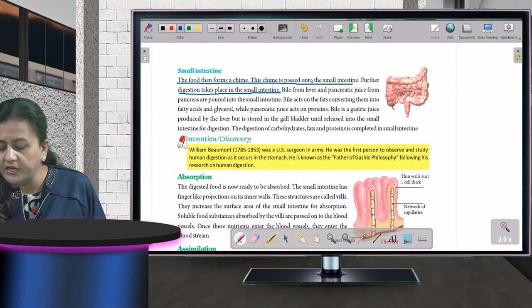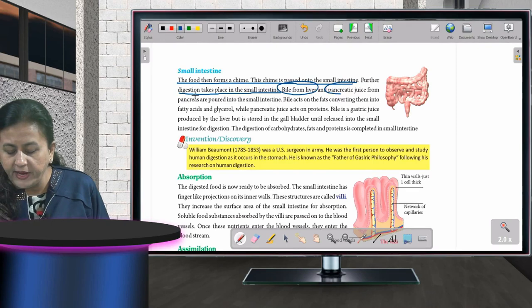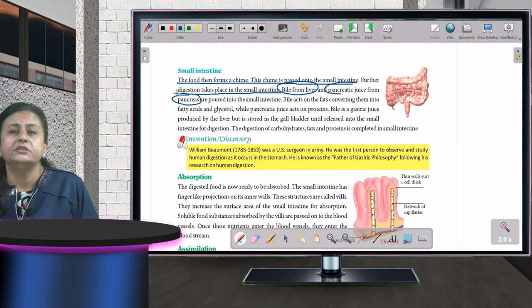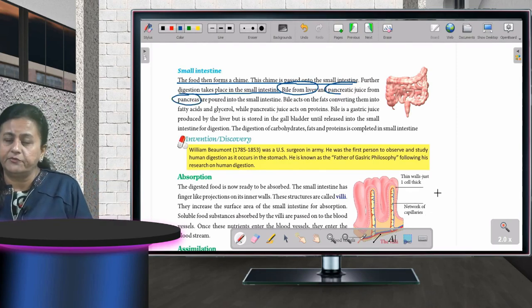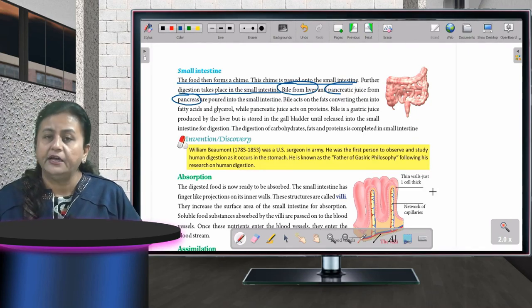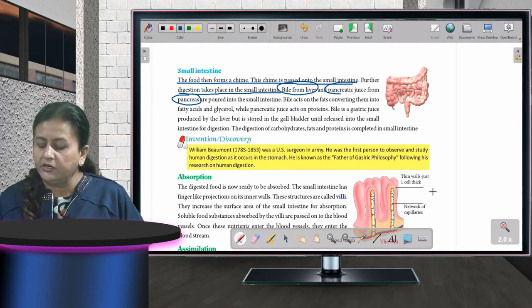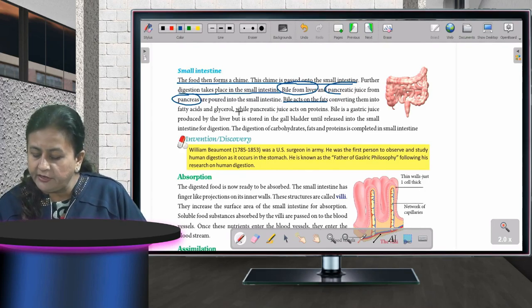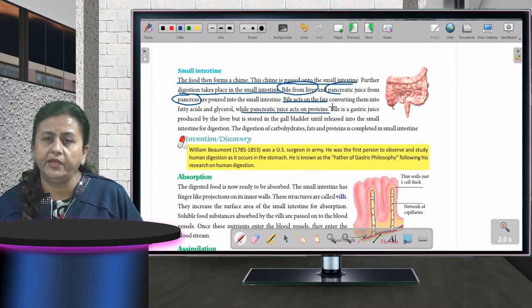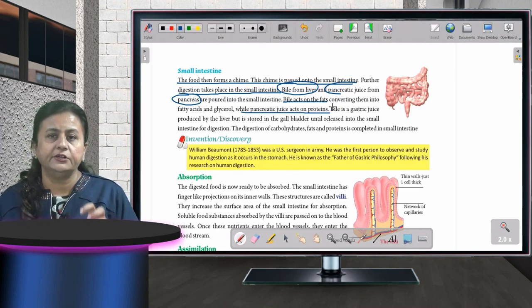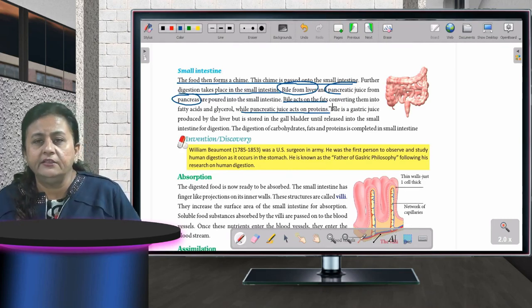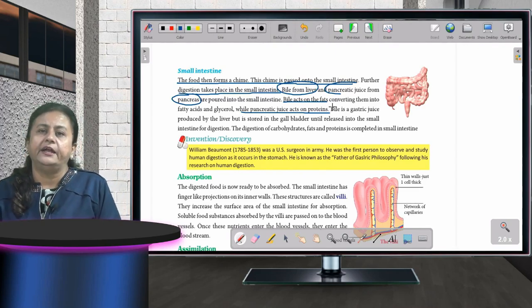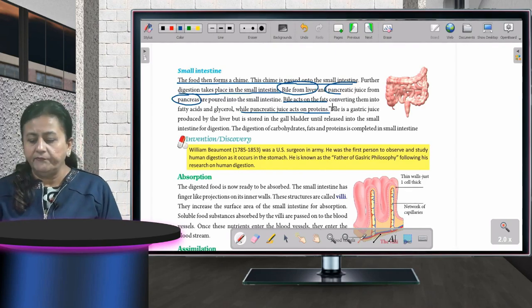Now, bile from liver and pancreatic juice from pancreas. Now, we have two more juices working over here: bile, which is secreted by the liver, and pancreatic juice, which is secreted by our pancreas. They are poured into the small intestine. Now, what is happening? Bile is acting on the fats, okay, and pancreatic juice is acting on proteins, okay. Bile, what is it acting on? It is acting upon the fats which are there in the food, and pancreatic juice is acting upon the proteins which were there in the food, okay.